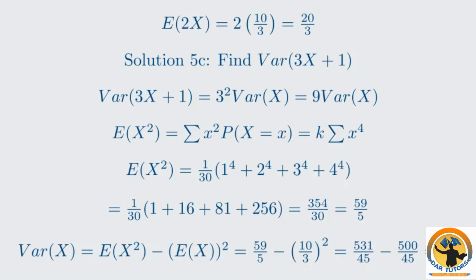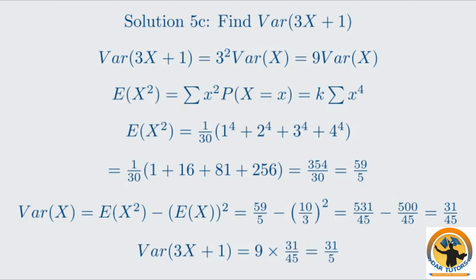Now we find Var(X). It's 59/5 minus (10/3) squared. This is 59/5 minus 100/9. Finding a common denominator of 45, we get 531/45 minus 500/45, which is 31/45. Finally, Var(3X + 1) is 9 times Var(X). So it's 9 times 31/45. The 9 and 45 simplify to 1 and 5, leaving us with a final answer of 31/5.